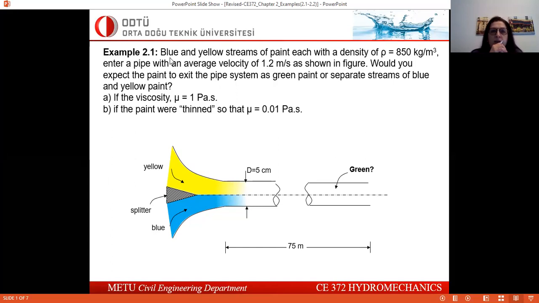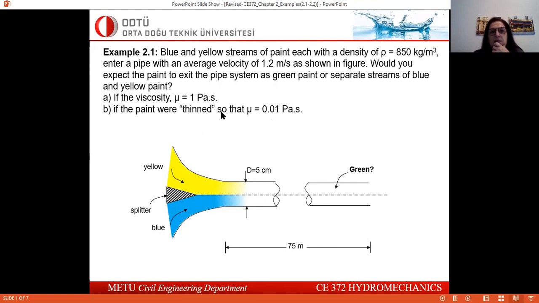paint? Now, the givens are the density and the average velocity. In the figure, you can see the diameter given as 5 centimeters, and the dynamic viscosity for part A is given as 1 Pascal second, and for part B, it is turned to 0.01 Pascal second. Now, initially, we are going to solve for part A, where the dynamic viscosity is 1 Pascal second.